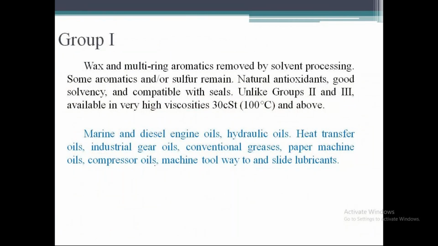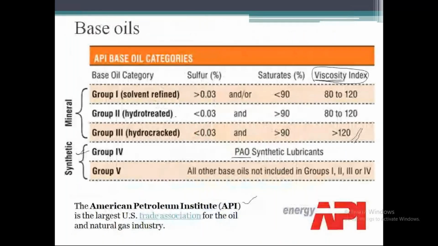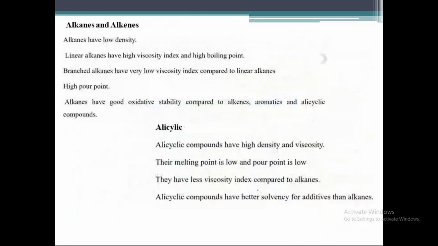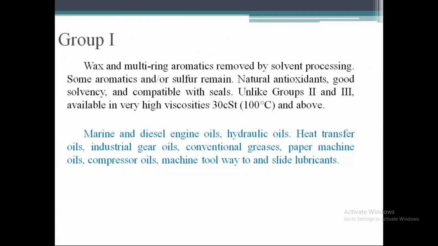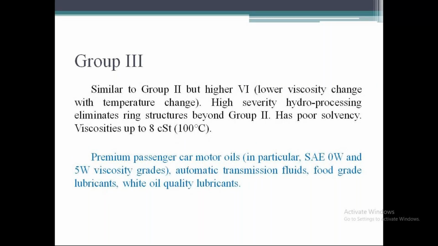Now, this again I am skipping because we have seen the different groups here, groups 1, 2, 3, 4 and 5. This is a classification by usage. In marine and diesel engines and hydraulic oils, we go for group 1. Then in group 2, it is passenger car and commercial engine oils, natural gas engine oils, automatic transmission fluids, turbine oils and automotive gear oils, etc. And group 3 is premium passenger car motor oils, where you need better oil. Automatic transmission fluids, food grade lubricants, white oil, quality lubricants, etc.